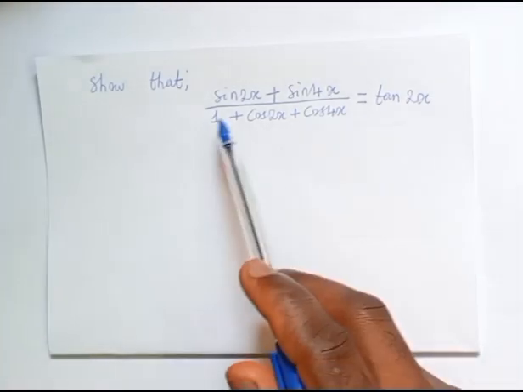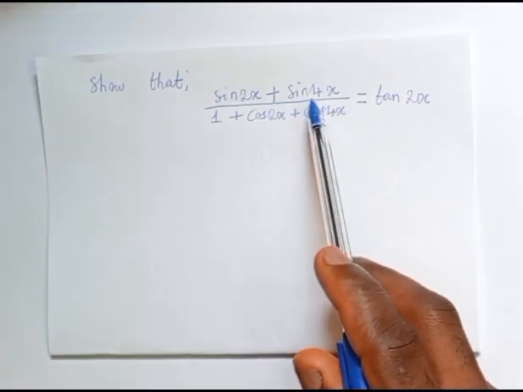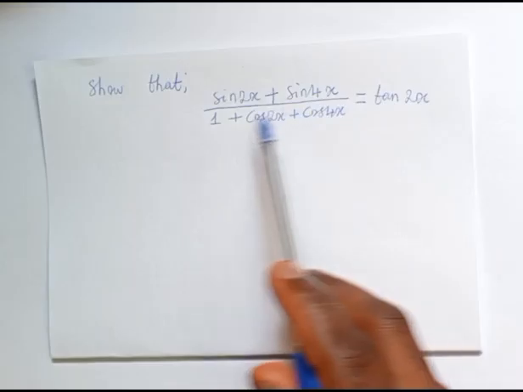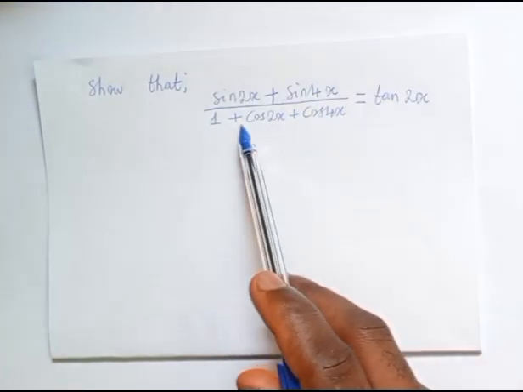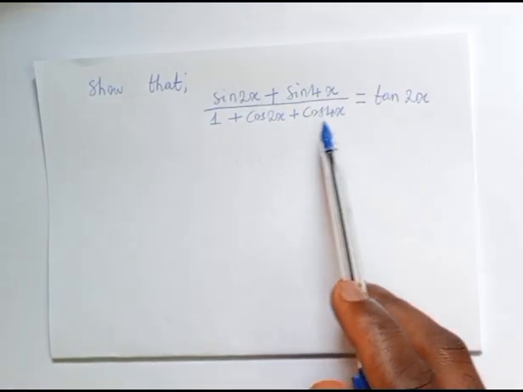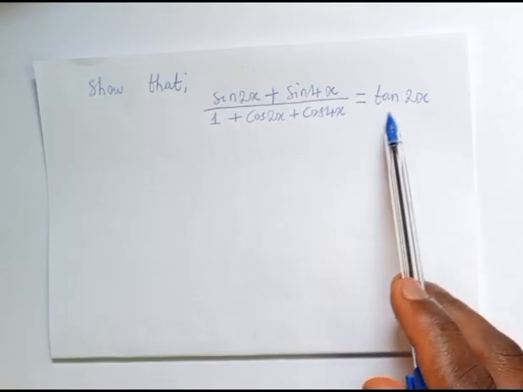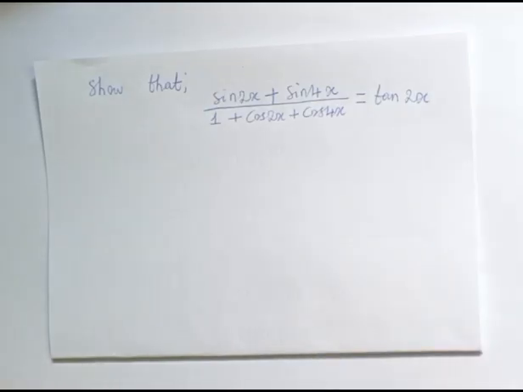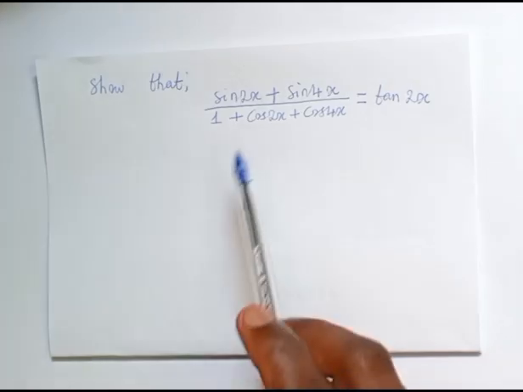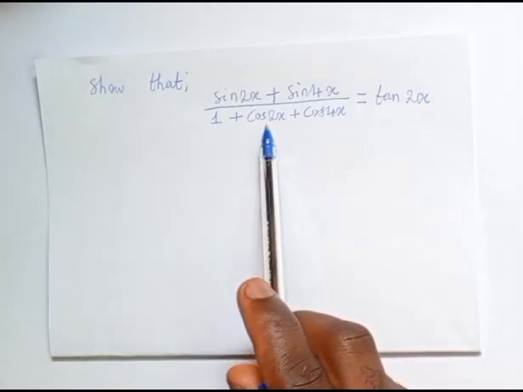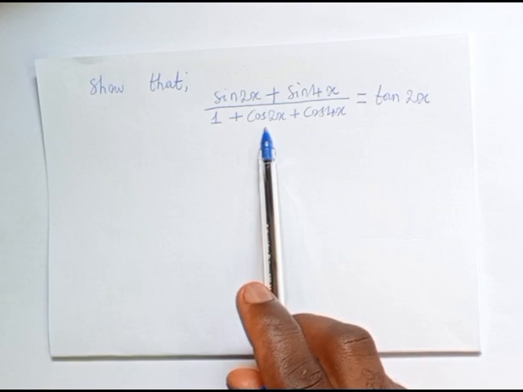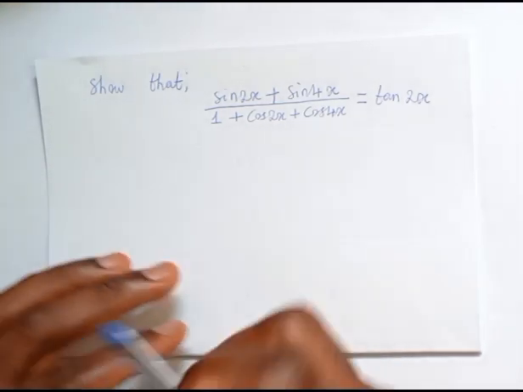Show that sine 2x plus sine 4x all over 1 plus cos 2x plus cos 4x is equal to tan 2x. For us to show this, it is very easy if we make use of the side which is not highly factorized. You see that we can make use of the left hand side because it is not factorized. We take solution.